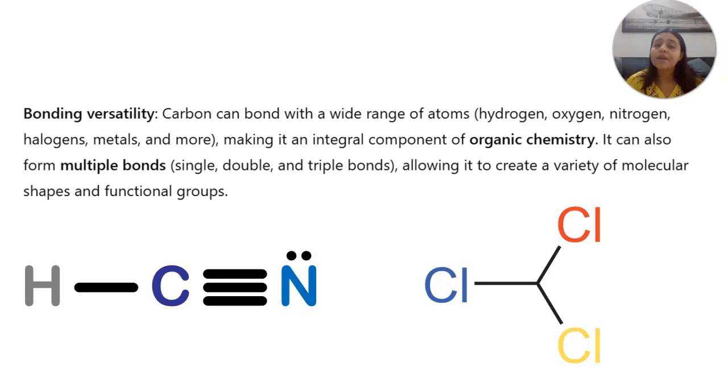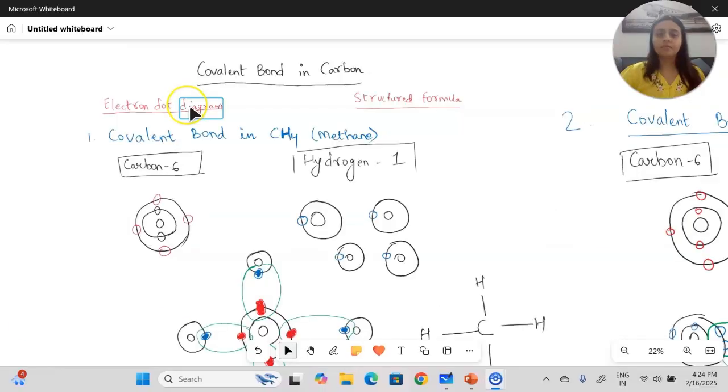So it means carbon is versatile in forming bonds. It is very flexible in forming bonds with other atoms. That is why it is very well known in organic, inorganic, physical and environmental chemistry. Now we are going to draw certain examples to see how covalent bonds are formed by carbon.